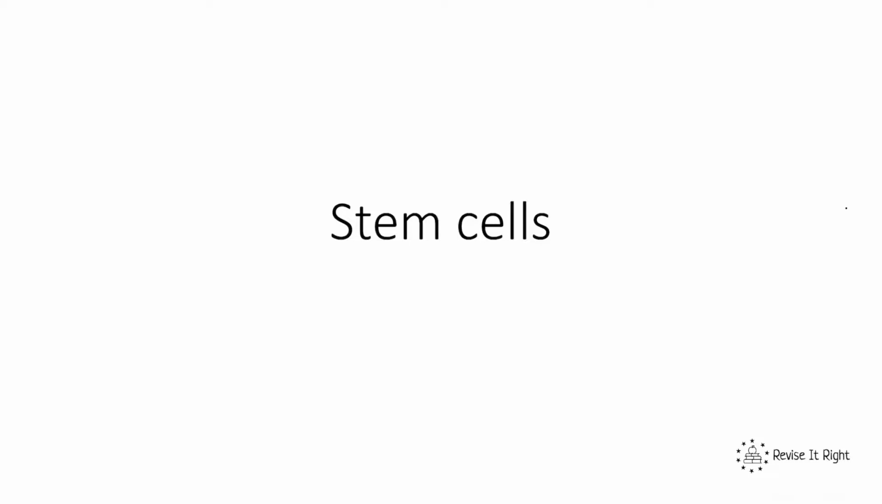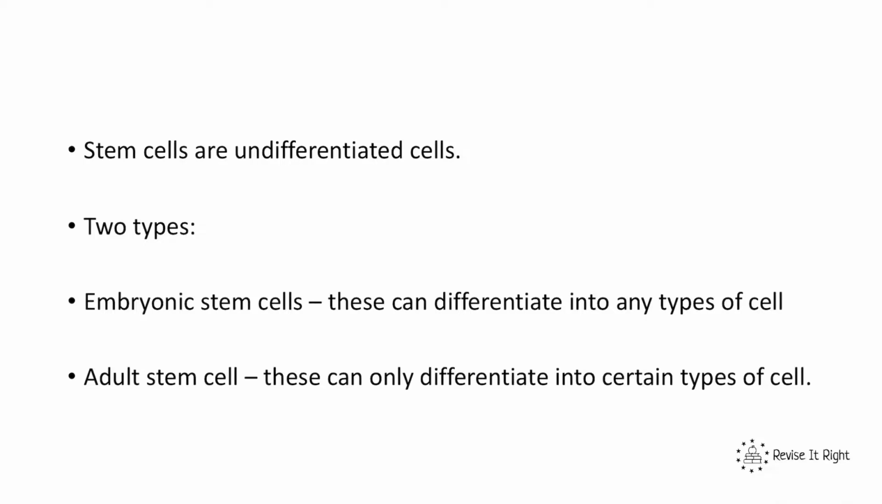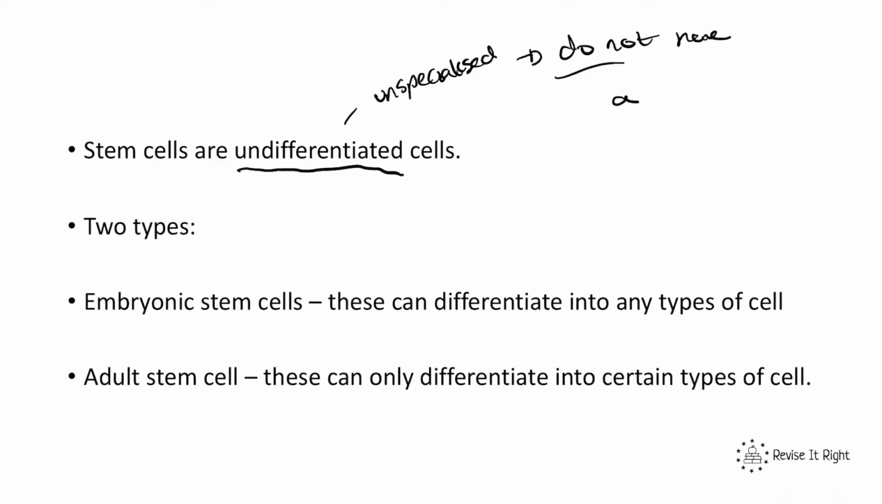In this video we are going to be looking at stem cells. Now, stem cells are undifferentiated cells, and you remember from the last video that means they are unspecialized. This means they do not have a particular function. You'll remember a specialized cell is a cell that has a particular function, and we looked at examples of those. But an undifferentiated, unspecialized cell does not have a function, and we call them stem cells.